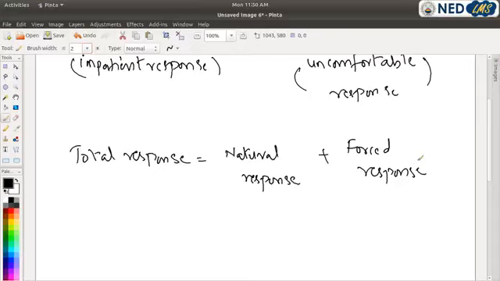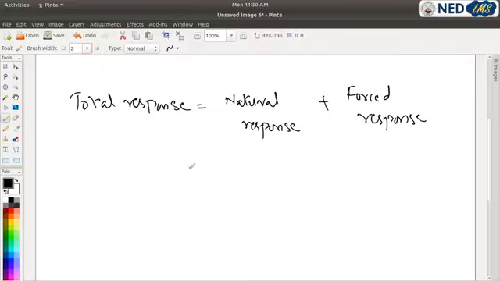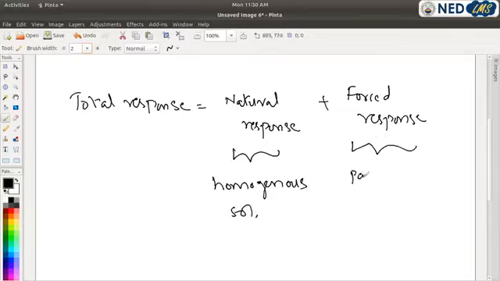When you studied the linear differential equation in the course of calculus, I suppose, you might have calculated the homogeneous solution and particular solution of the equation. The homogeneous solution describes the natural response, and the particular solution describes the forced response of the system, as the linear physical systems can be described by the linear differential equation.